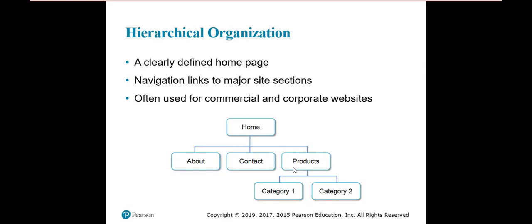You first click the products link to go to that page, and then there you will find the category 1 and category 2 links. That is a kind of hierarchical organization structure. Normally, if you are designing any kind of e-commerce website, this is the kind of structure they use. It has a clearly defined home page and navigation links to major site sections, and it is generally used for commercial or corporate websites. So this is in trend.